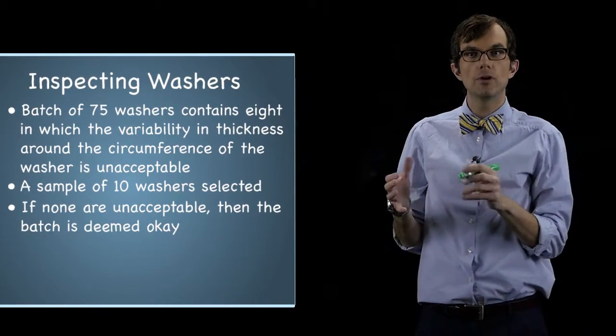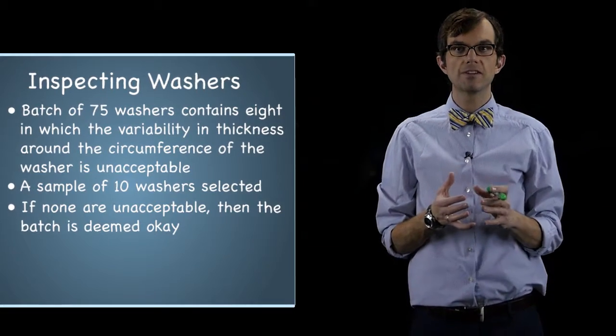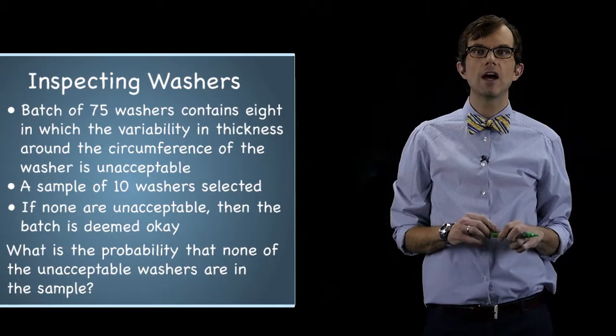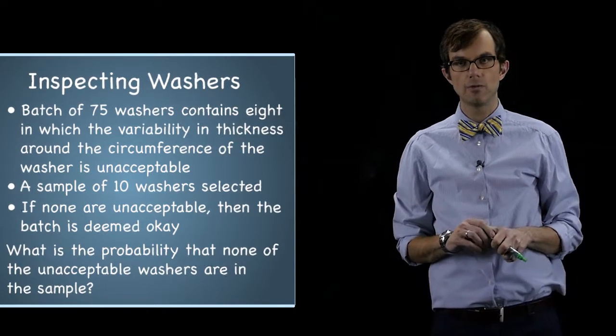A sample of output is tested, and if the sample is deemed acceptable, then it's sold. What's the probability that none of the unacceptable washers is in the sample?